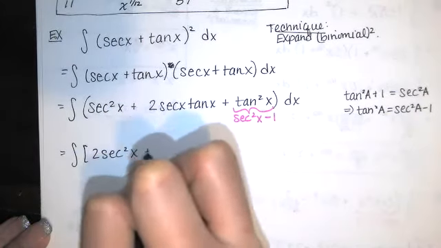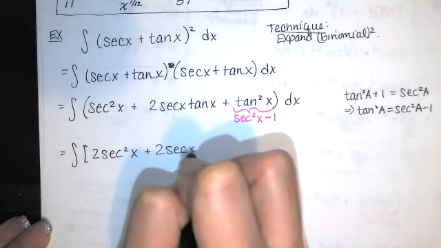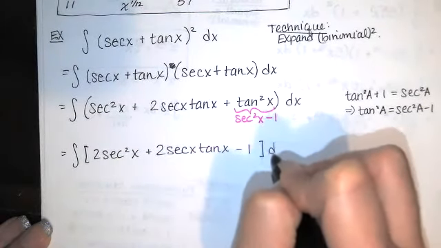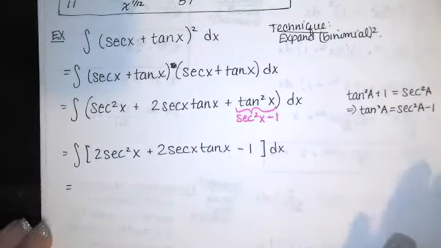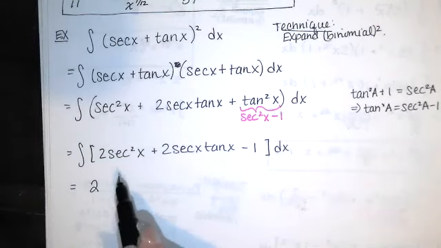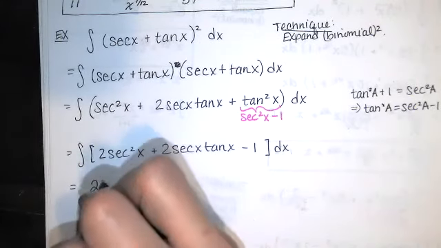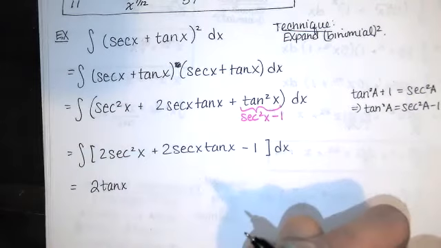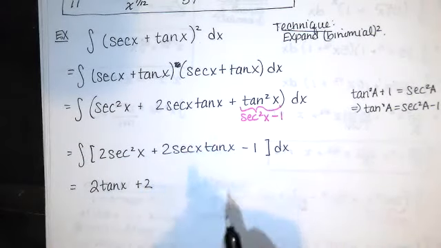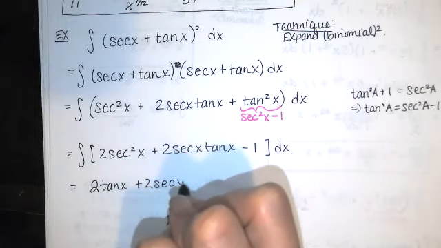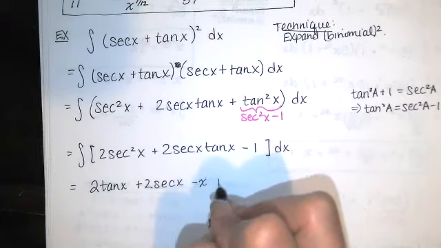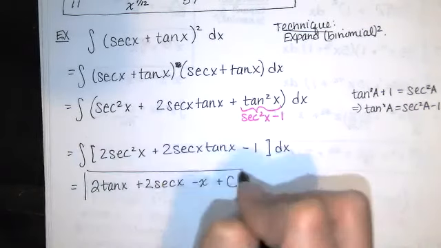Got a rule for that. Plus 2 secant of x tangent of x. Got a rule for that, and then a minus 1, I have a rule for that. So I can compute the antiderivative now. So bring the 2 down, and I take the antiderivative of secant squared. That's tangent. I bring the 2 down, and I take the antiderivative of secant times tangent. That's secant. Antiderivative of 1 with respect to x is x. Don't forget your plus c.